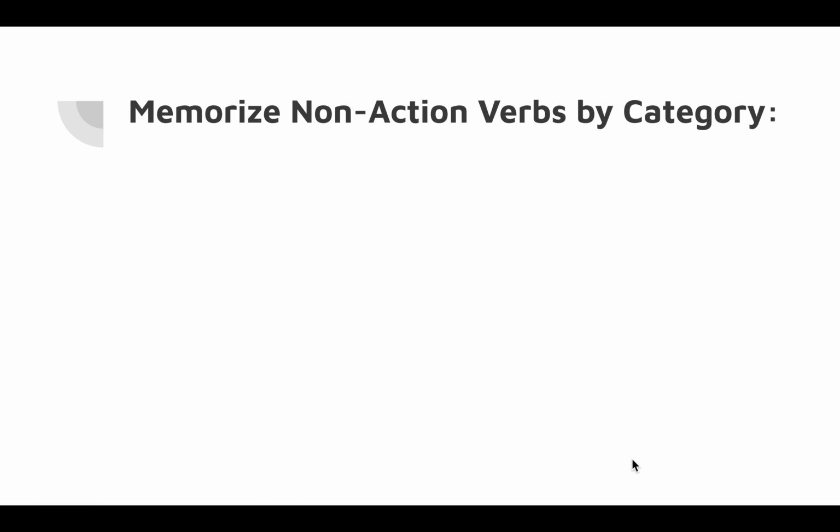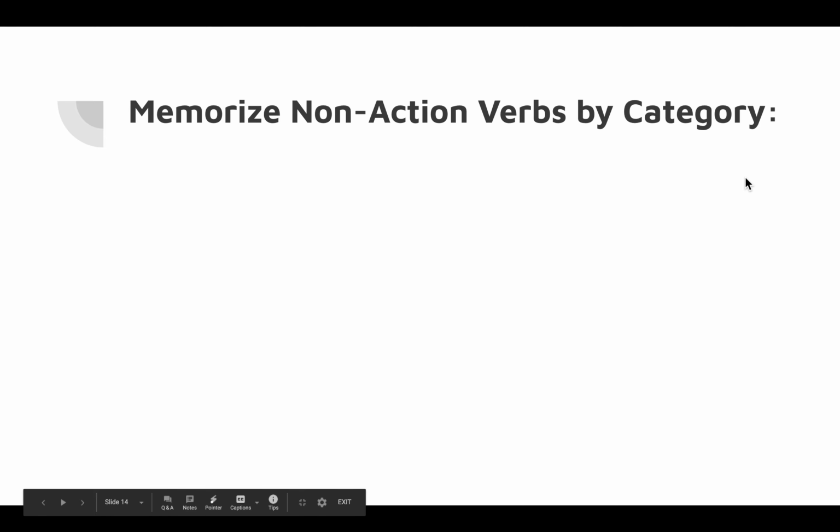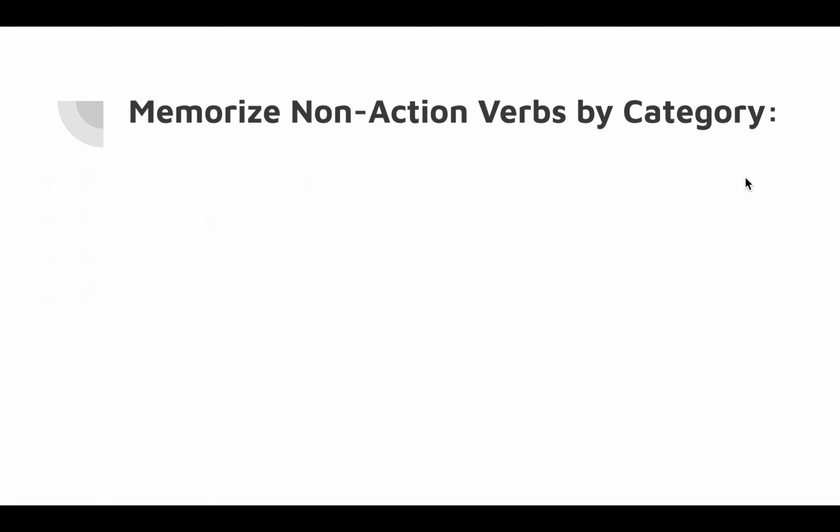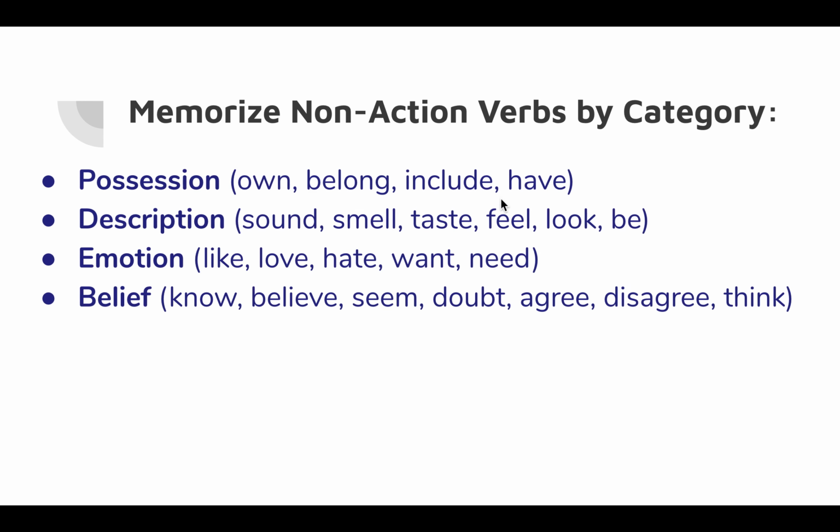So it's a little bit difficult to memorize all non-action verbs. So I suggest a tip is to memorize them by category. If you can remember one category, then you can remember that all the verbs in that category are non-action. So one non-action category is possession. Possession means ownership, if you own something or it belongs to you. So all these verbs, own, belong, include, and have, they are all non-action verbs. Again, just memorize the category of possession, and then you'll know that all possession verbs are non-action verbs.